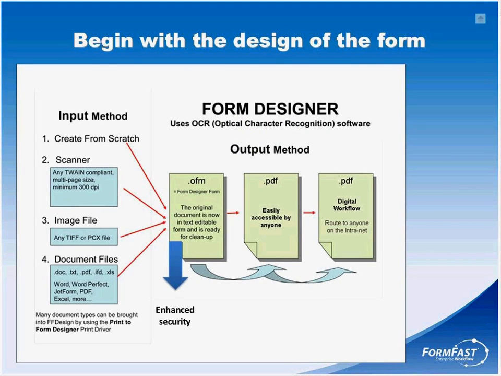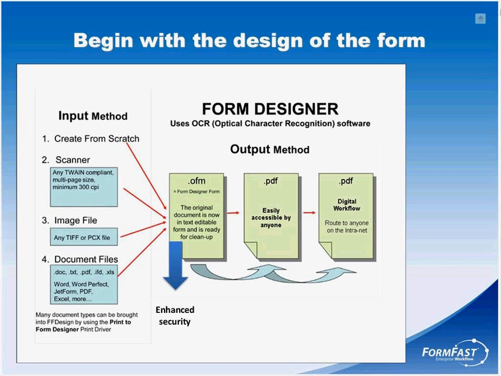For digital forms, you're going to be using the Form Designer tool, which is a FormFast product. Form Designer uses OCR software, which is optical character recognition, to bring in documents and make them completely editable. We have methods, and the first is to create from scratch. This is a scanner. Any Twain compliant multi-page scanner with a 300 dpi minimum will work. It can be in color as well. This is FastFlow, so you don't need to worry about printing.